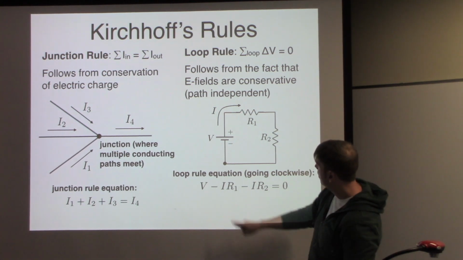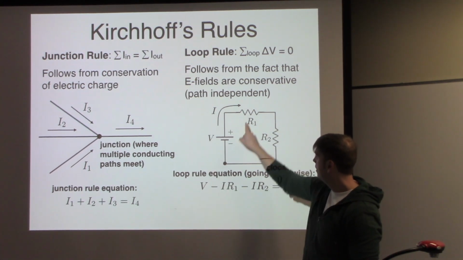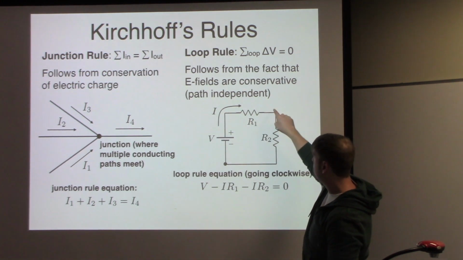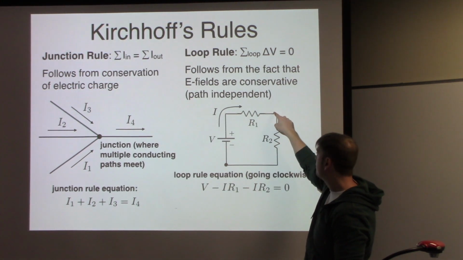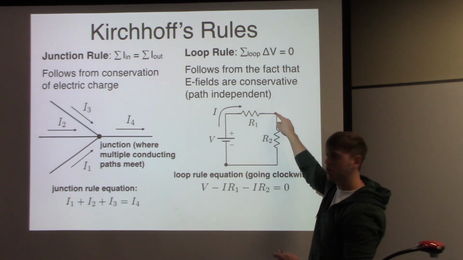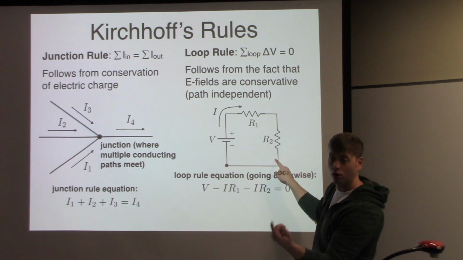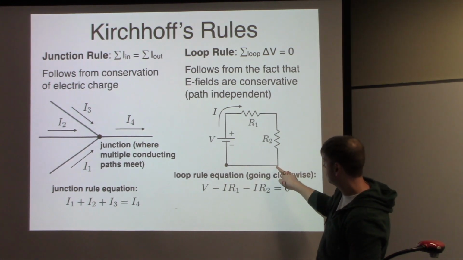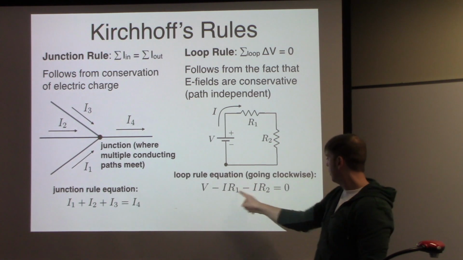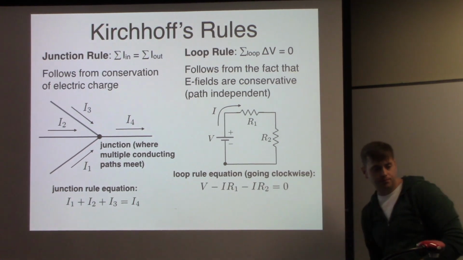So what do we have? I have minus I times R1 for this voltage decrease going across the first resistor. And then by the same exact logic, we have minus I times R2 going across the second resistor, and then we're back where we started, so we can set that equal to 0. That's how it works.